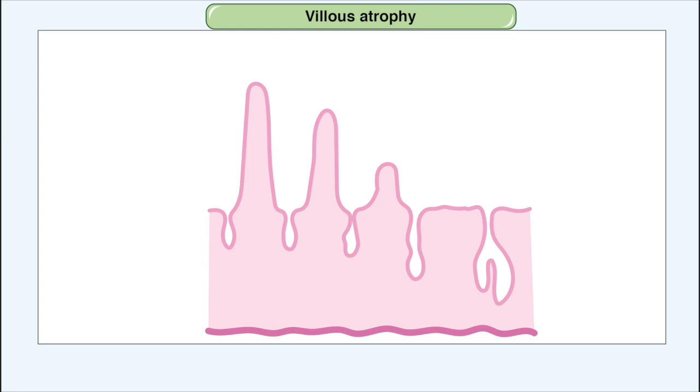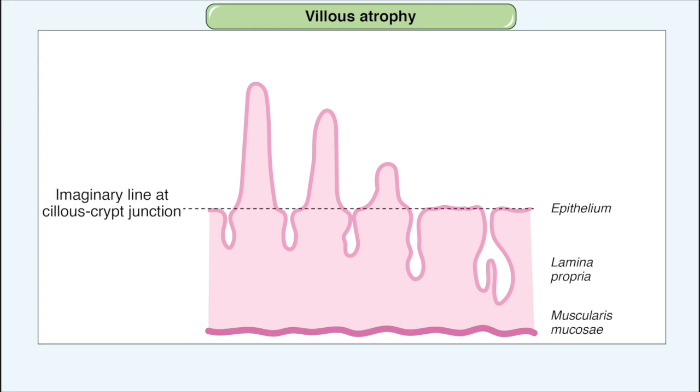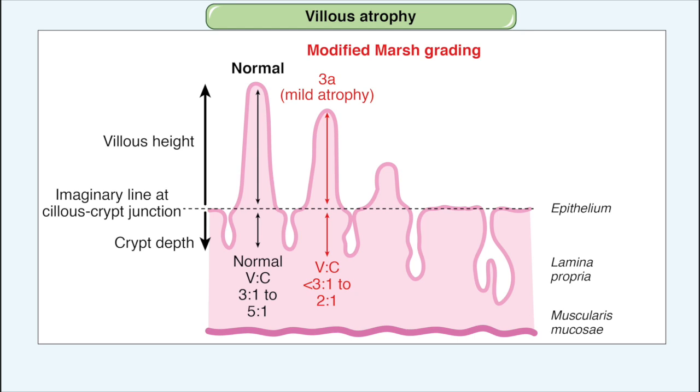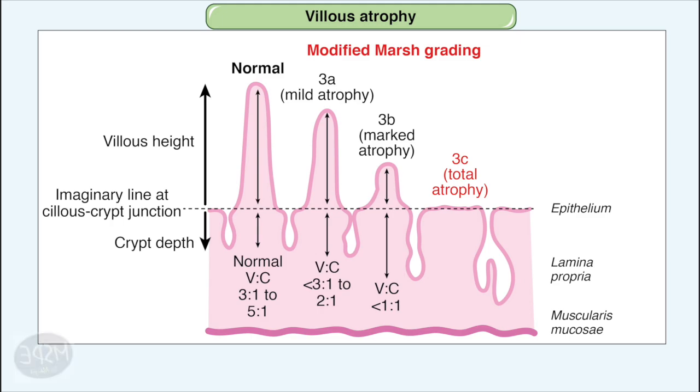Villus atrophy. To measure villus to crypt, that is VC ratio, villus height and crypt depth are determined from an imaginary line at the villus and crypt junction. Normal VC ratio is 3:1 to 5:1. In modified Marsh grading, mild villus atrophy, that is 3A, refers to a VC ratio of less than 3:1 to 2:1, while marked villus atrophy, that is 3B, indicates a VC ratio of less than 1:1. Total villus atrophy, that is 3C, represents a completely flat mucosa.